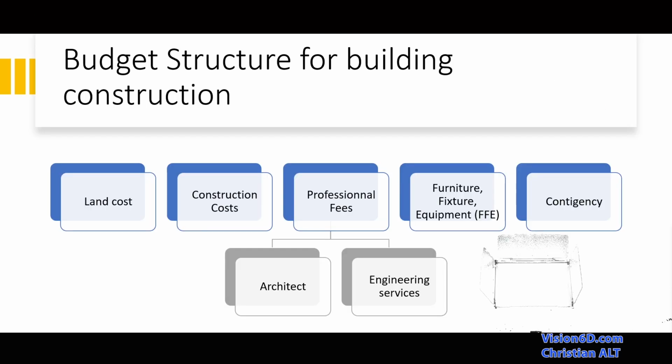We have here the representation of the structure of a budget for building construction. So we see first that there are the land costs, then the construction costs, and there are professional fees, for example, architect or engineering services. And then we have furniture and equipment. And the last one, you see, it's the contingency and it's the reserve.